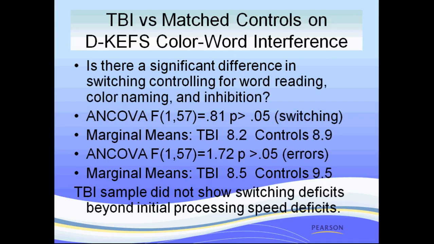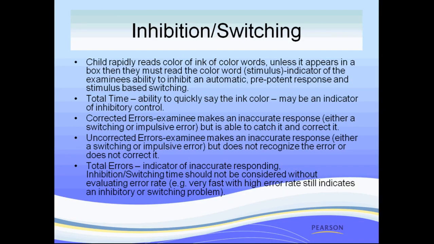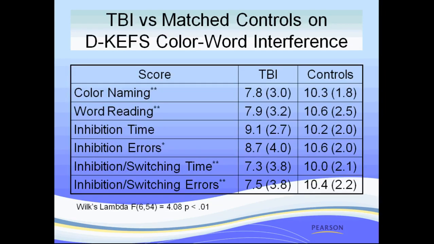However, at least in this group, we did see a pretty big difference with switching. Is there a significant difference controlling for color naming and inhibition and word reading? No, there really is not a statistical difference. But if we go back and look at the actual scores, this is one of their lowest scores. So it's a combination of factors, really. They have this really big problem with speed, and that just gets magnified when you start looking at the switching component. So it's not the inhibition in and of itself, it's the going back and forth.